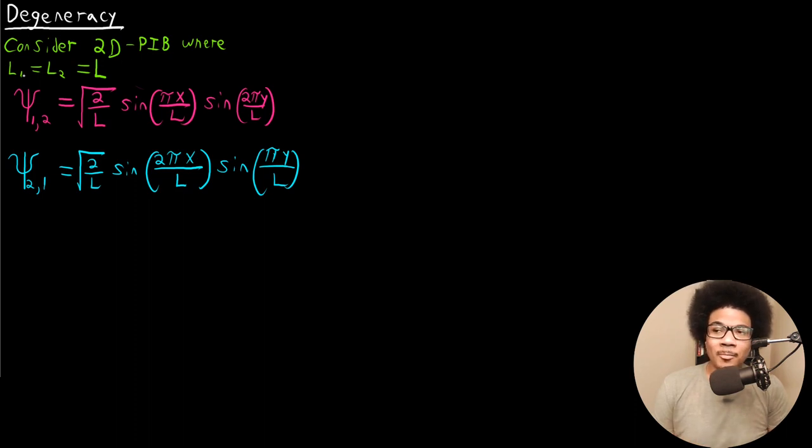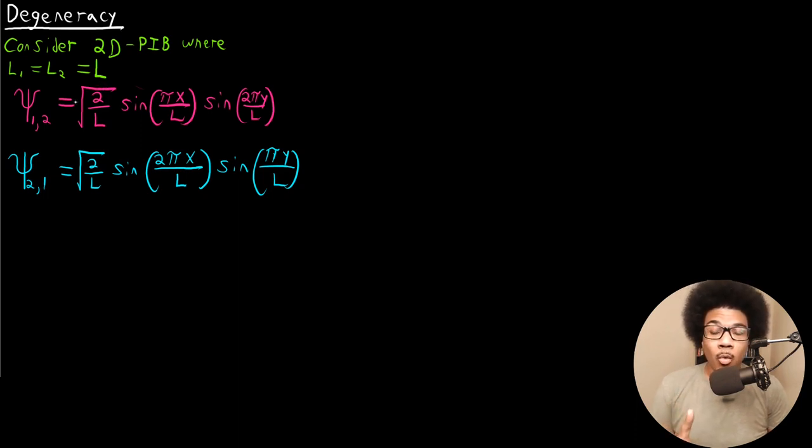So let's consider the two-dimensional particle in the box. And to make things simple, I just made each of the lengths equal. So L1 is equal to L2. There's only going to be one length for this box. You consider it like a perfect square, right? Where both of the sides are equal.